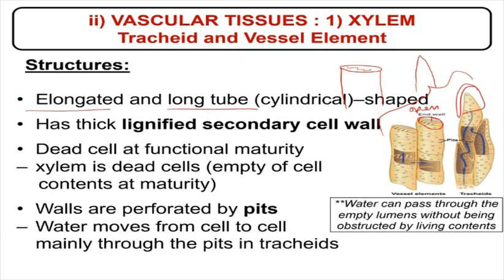Okay, long tube shape. And they have thick lignified secondary cell wall. Jadi sebab dia dah specialized tissue, jadi dia dah lignified secondary cell wall. So they are dead cells and the walls are perforated by pits. Ada liang-liang yang dipanggil pits. So these pits are very important in allowing movement of water and dissolved materials.